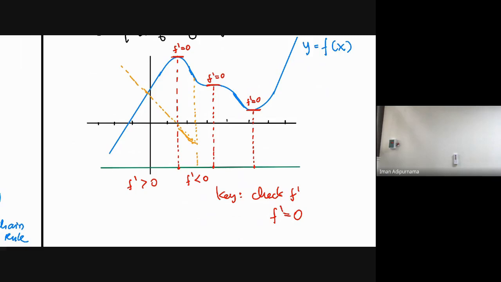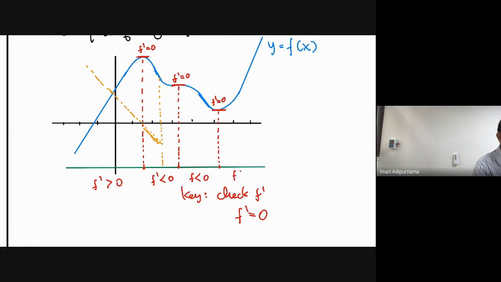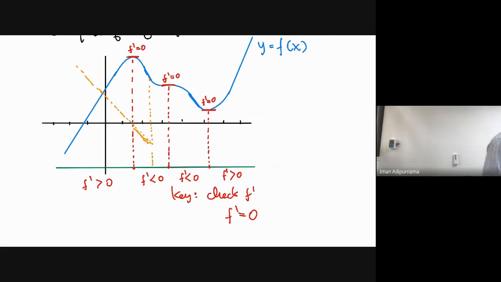And then at this f prime 0, I will write another note here. It's still going down, right? Still going down, and then lastly, it's going up. The f prime is going up. You can also see it from the right side. So it's going from positive to negative.